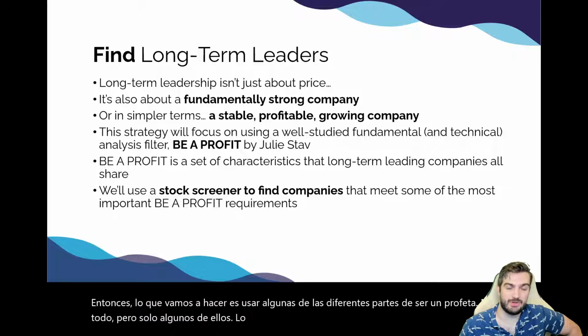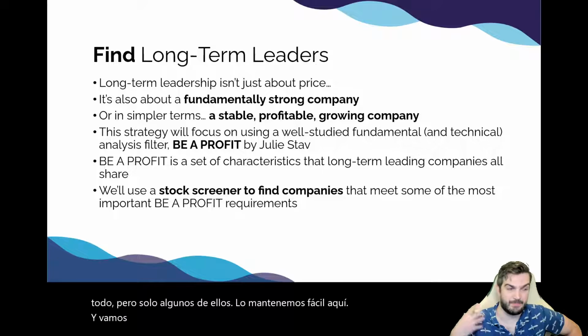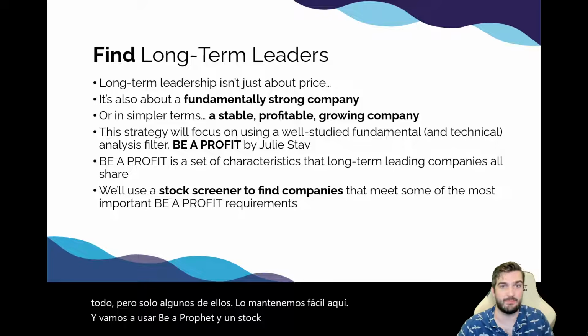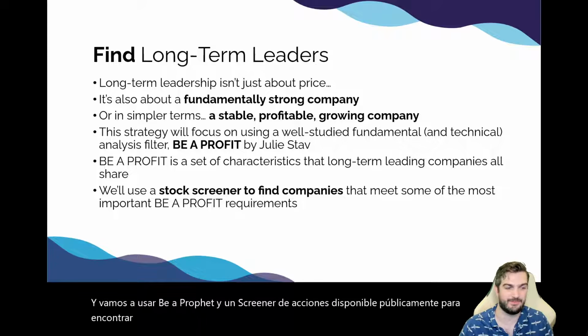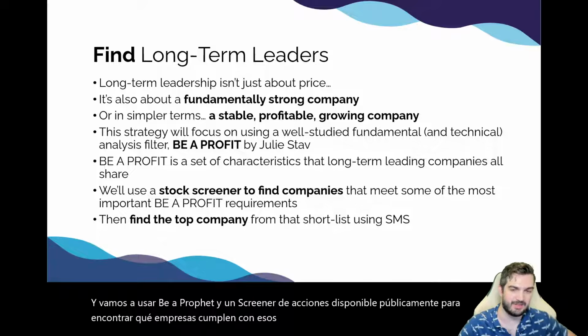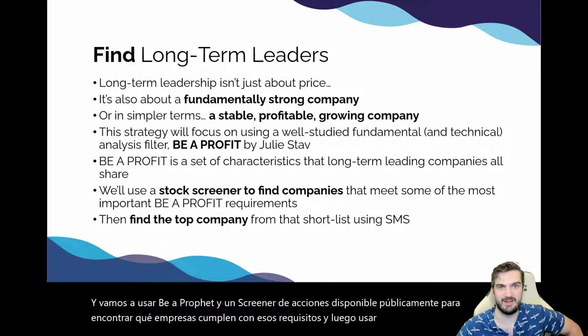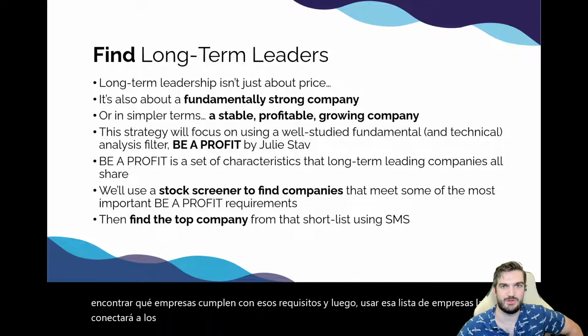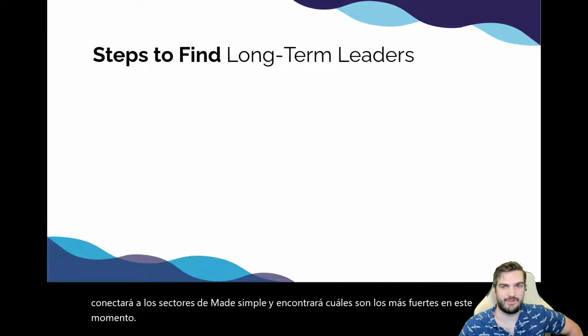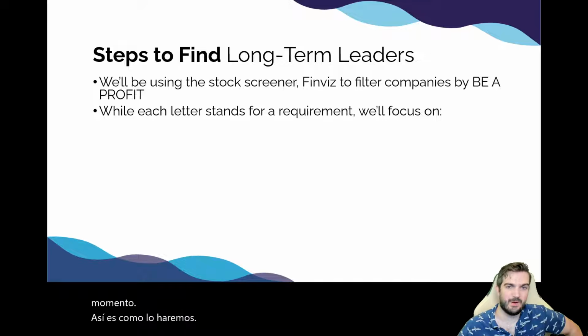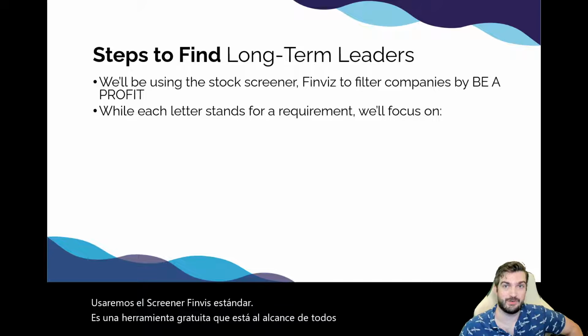And we're going to use Be a Profit and a publicly available stock screener to find which companies meet those requirements. And then, using that list of companies, we'll plug it into Sectors Made Simple and find which ones are the strongest right now. Here's how we'll do that. We'll be using the stock screener FinViz. It is a free tool that is available to everyone and has some of the most important parts of Be a Profit.